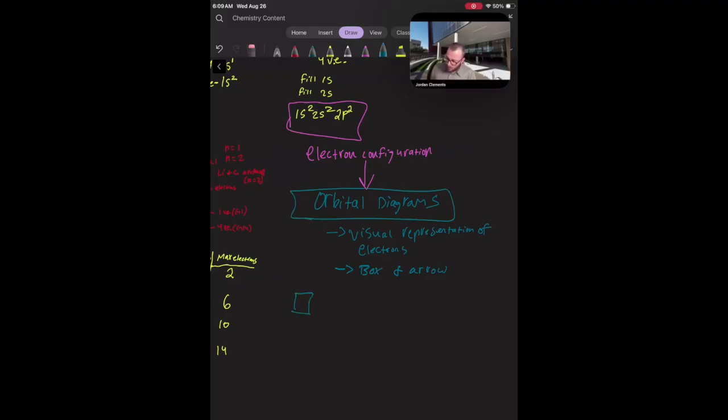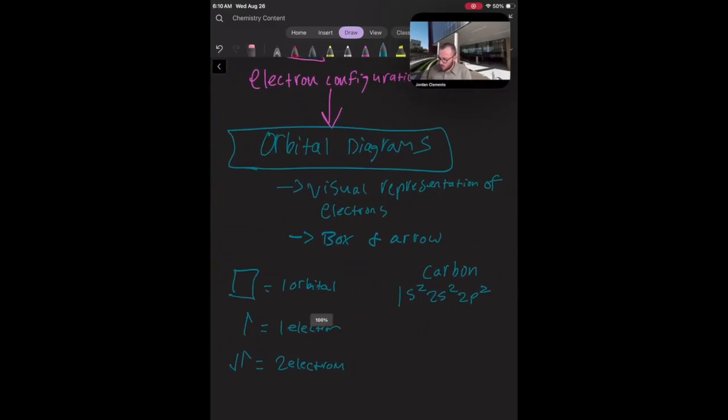So we have one box is 1 orbital, 1 arrow equals 1 electron. So two arrows, right, would then be two electrons. Let's make sure we understand that foundation. So let's look at carbon again. So carbon, we said is 1s2, 2s2, 2p2. So let's look back.